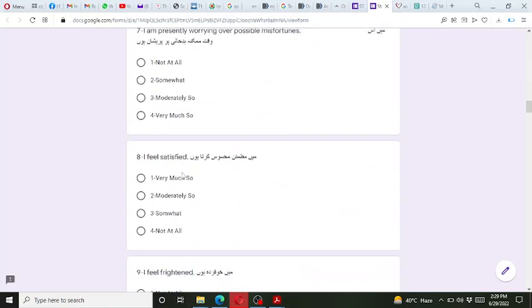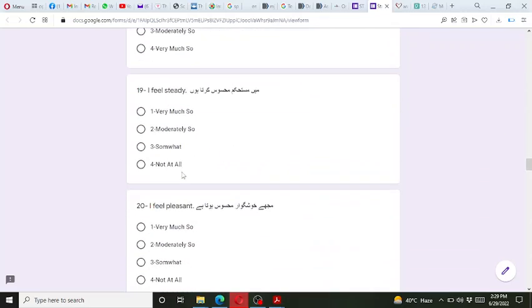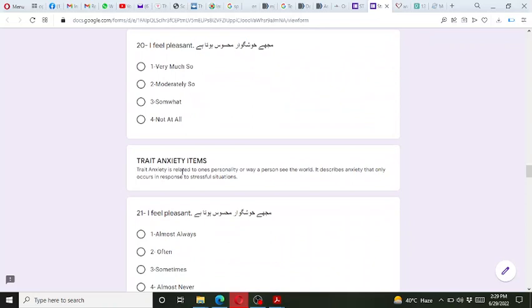So the first 20 items are related to state anxiety, while the remaining items from 21 till 40 are related to trait anxiety. Trait anxiety is something that is related to one's personality or the way a person is looking or seeing the world. So it is something that is how people respond to certain stressful situations.